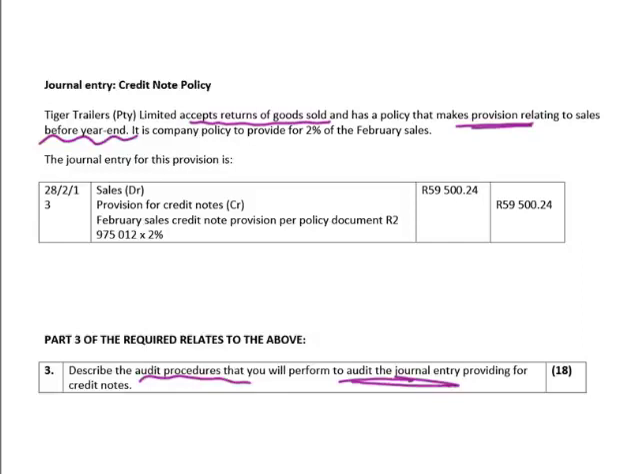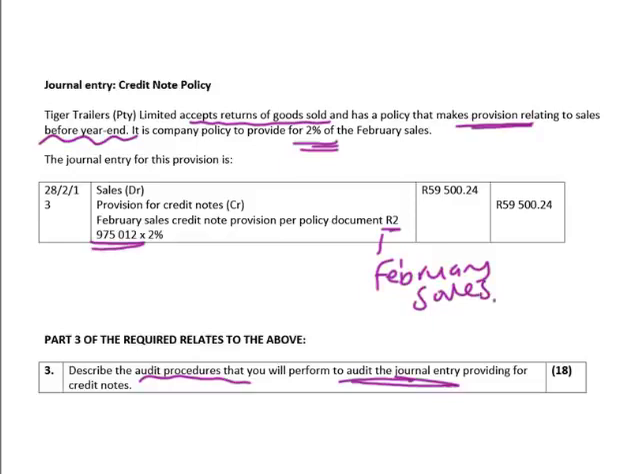It says it is company policy to provide for 2% of sales, and in this case 2% of February sales. The journal entry is debit sales and credit provision for credit notes. They've obviously taken the amount per sale, so there's 2 million here. Now it's gone into two separate lines, so it's not very easy to read, but it's 2,975,012 Rand. They've taken that amount per the February sales and times it by 2%. So what do we need to do in order to audit this?